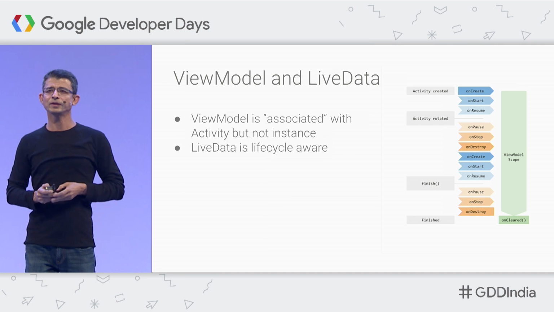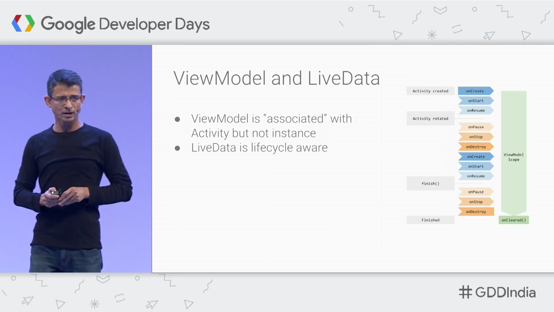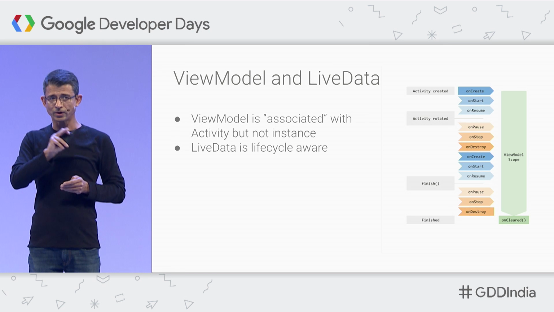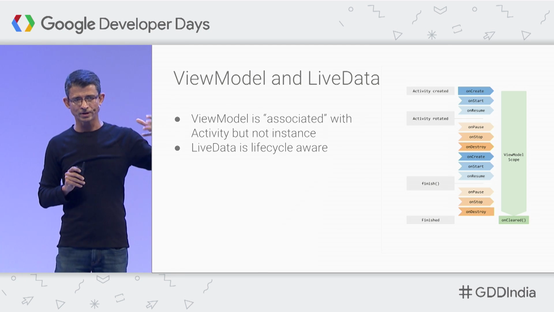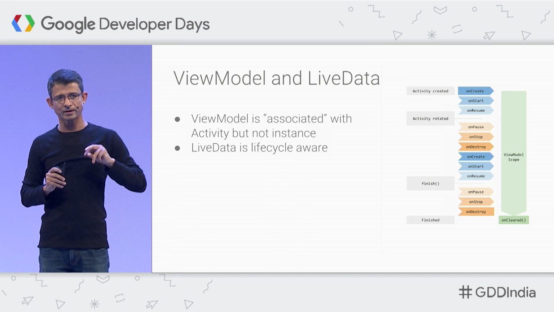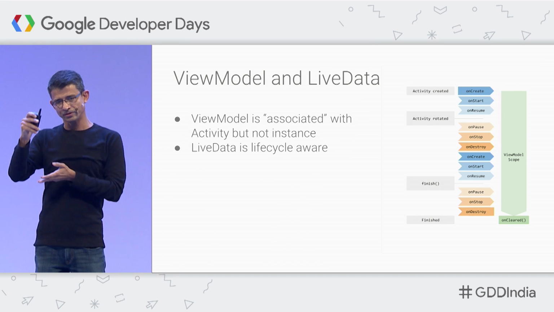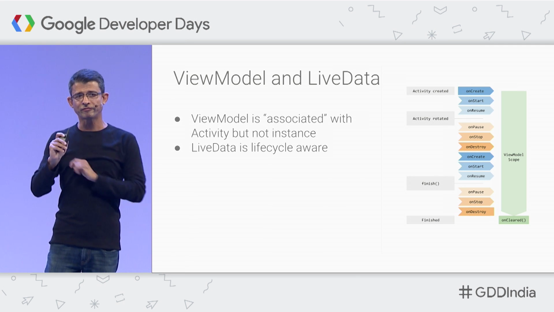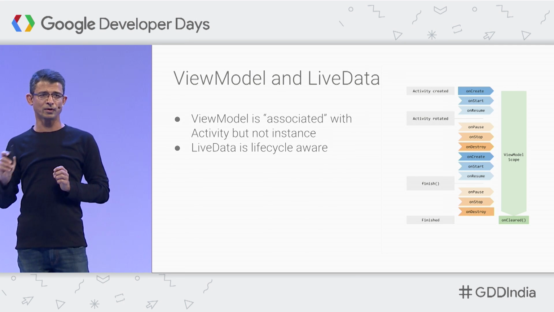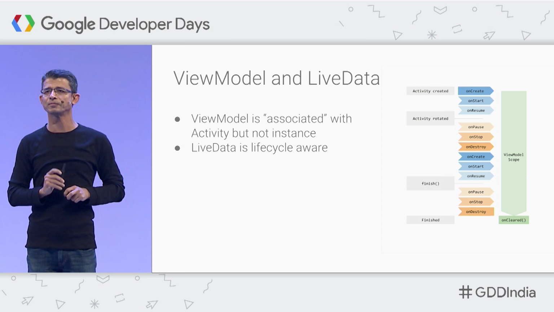And as you can see, the scope of the view model is associated with the activity, but not the instance. That's the critical difference here. So even if the activity instance is created and recreated, the view model will survive that. So it survives the entire life cycle until the activity finally goes away. The user clears it up or finishes the call or the system kills it.